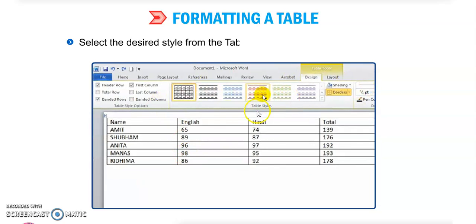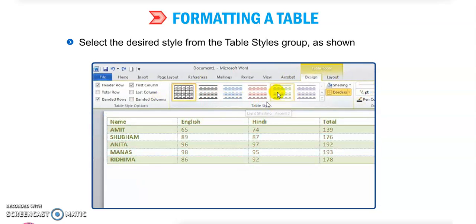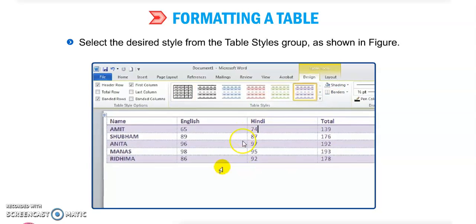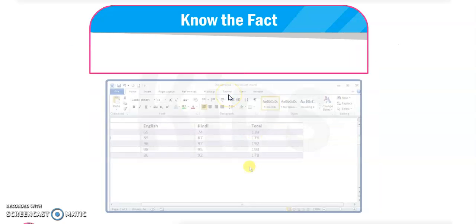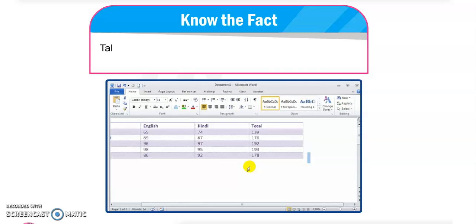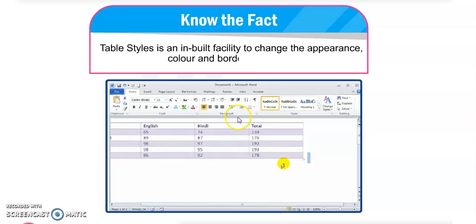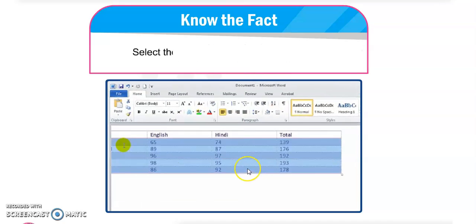You can see different designs, different styles over here. The Table Style group is shown in the figure. Select any style. You can see the changes. Now, Table Styles is an inbuilt facility to change the appearance, colors, and borders of a table.